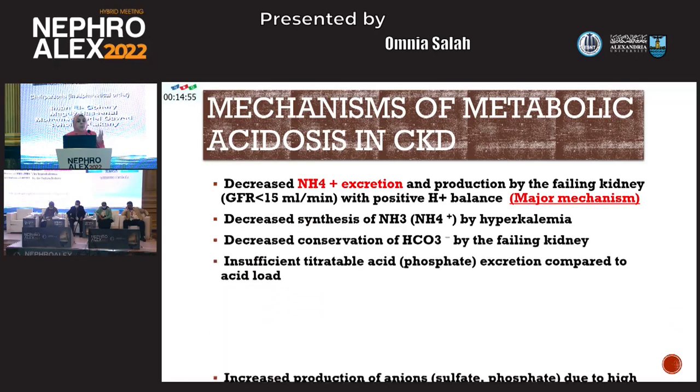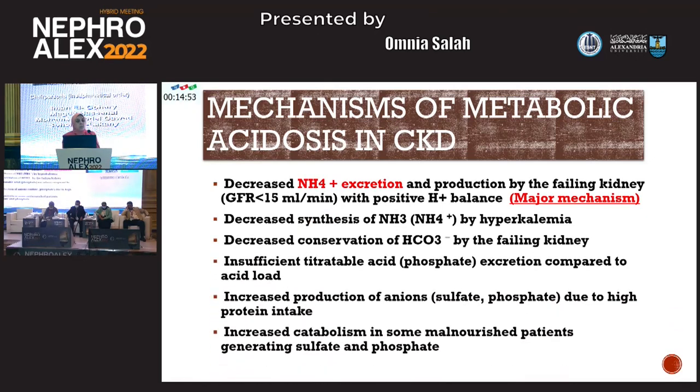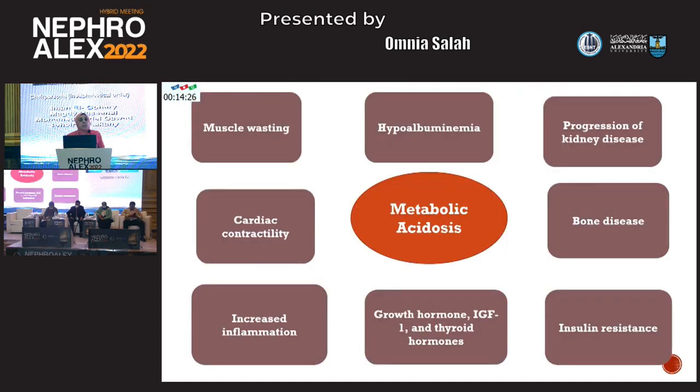So to sum up, what are the mechanisms of metabolic acidosis in CKD? The major mechanism is decreased ammonium excretion and production by the failing kidney, especially when the GFR is less than 15 milliliters per minute. Also, decreased ammonium synthesis by hyperkalemia, decreased conservation of bicarb by the failing kidney, insufficient titratable acid, phosphate compared to the acid load, increased production of anions such as sulfates and phosphates due to high protein intake, increased catabolism in some malnourished patients generating sulfates and phosphates.